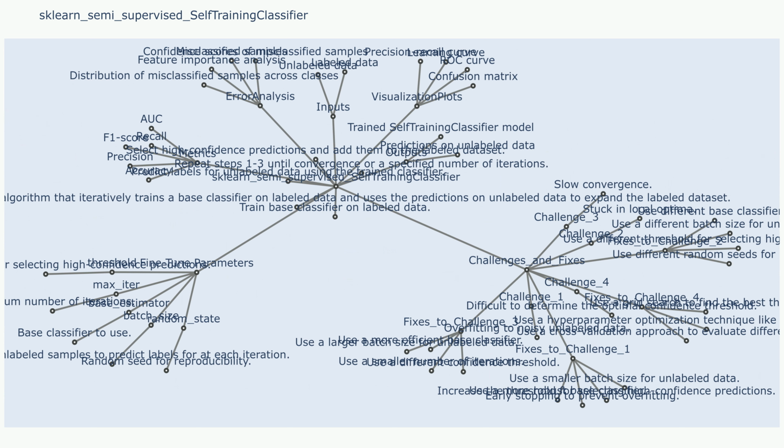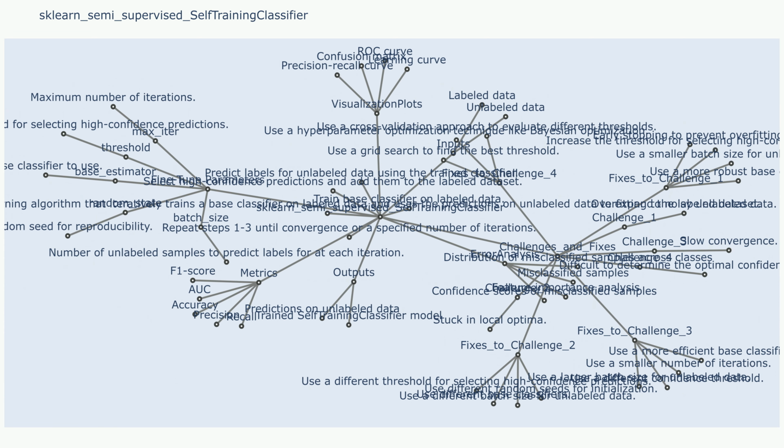Steps. Initialize. The algorithm begins by initializing the base estimator with the labeled data. This step establishes a foundation for the self-training process. Iterative self-labeling. The SelfTrainingClassifier enters a loop, where the fitted base estimator predicts labels for the unlabeled data. It then selects a subset of the most confidently predicted unlabeled instances and adds their predicted labels to the labeled dataset. The base estimator is then retrained with the expanded labeled data. This cycle repeats until a stopping condition is met, such as reaching a maximum number of iterations or achieving a desired level of performance.